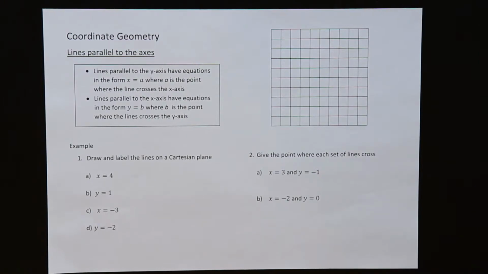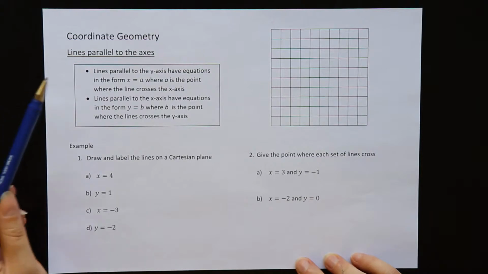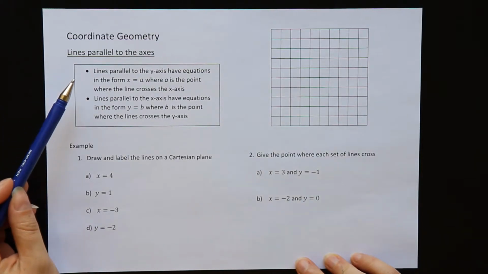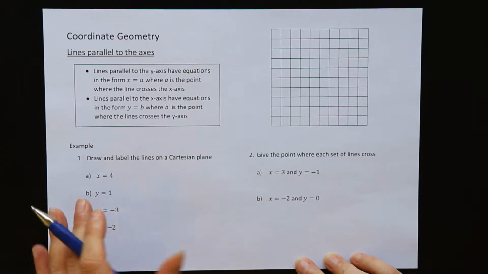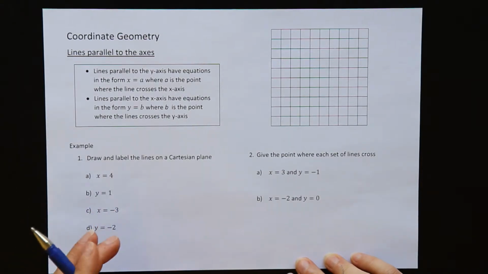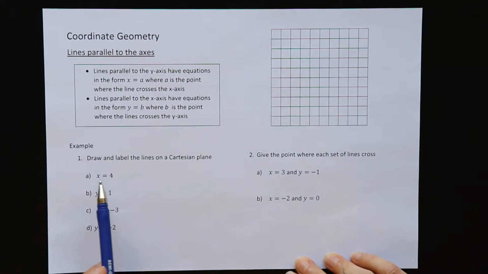Today we're doing coordinate geometry and we're going to graph lines that are parallel to the x-axis or the y-axis. A lot of the graphs that we've been looking at so far have equations like y is equal to 2x plus 3 or y is equal to negative 5x minus 7. They're long equations. When we have these little short ones, these are the equations that are parallel to the axes.